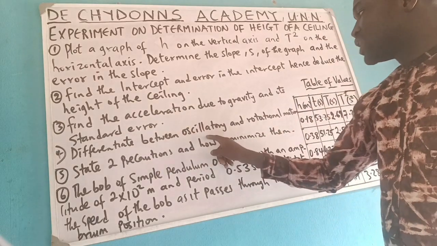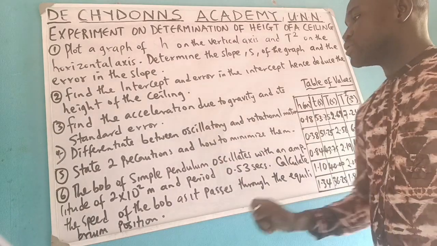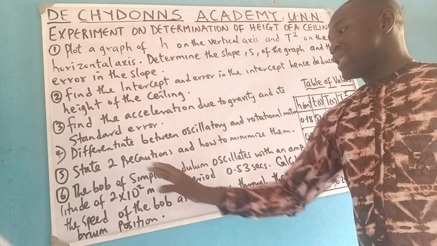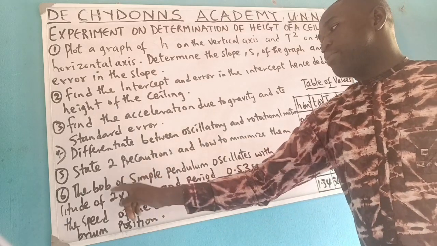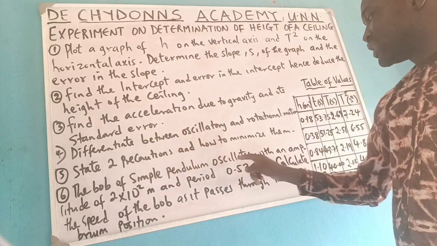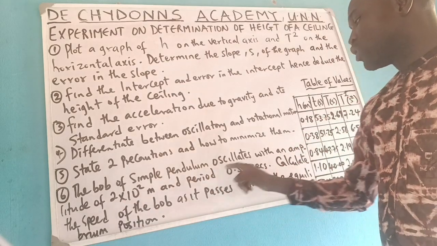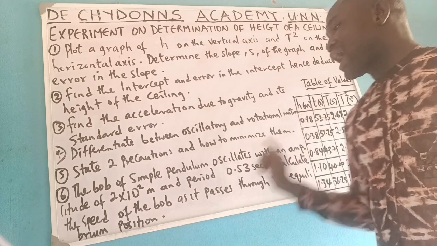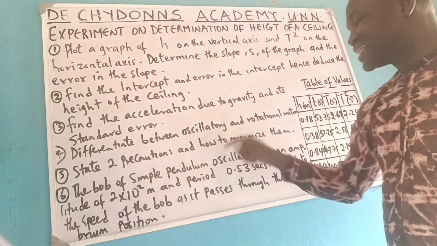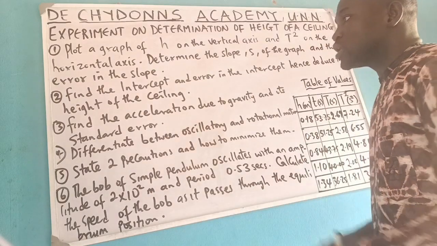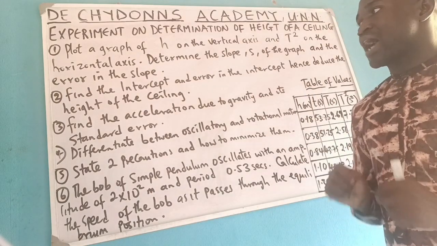Differentiate between oscillatory and rotational motion. State two precautions and how to minimize them. Then they ask a question. The bulb of a simple pendulum oscillates with an amplitude of 2 times 10 raised to power minus 2 meter and period of 0.53 seconds. Calculate the speed of the bulb as it passes through the equilibrium position. So these are the things we have to take care of.